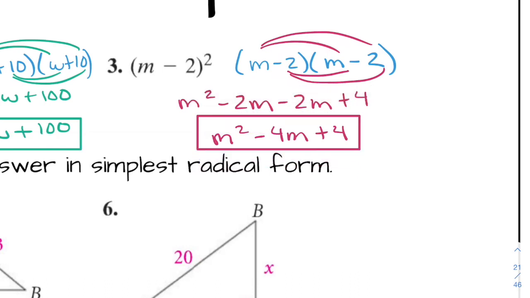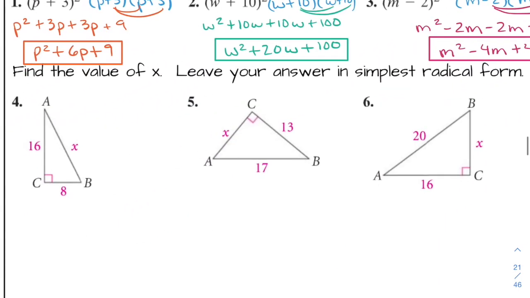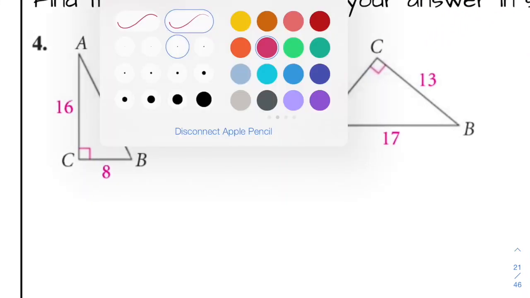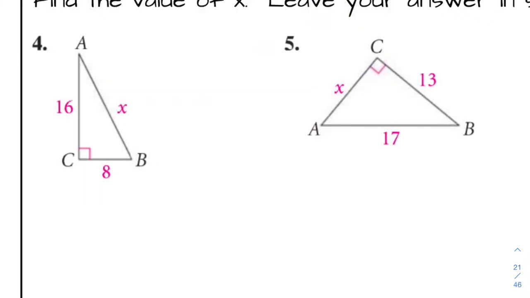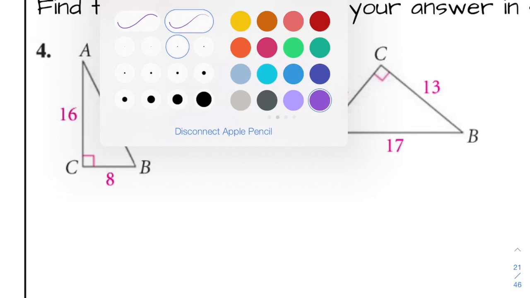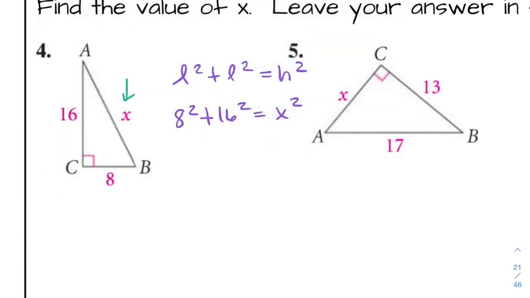All right. Find the value of x, leave your answers in simplest radical form. It looks like we're going to be using the Pythagorean theorem for these. So don't forget that Pythagorean theorem is L squared plus L squared equals H squared. So 8 squared plus 16 squared equals X squared, because this one is my hypotenuse.